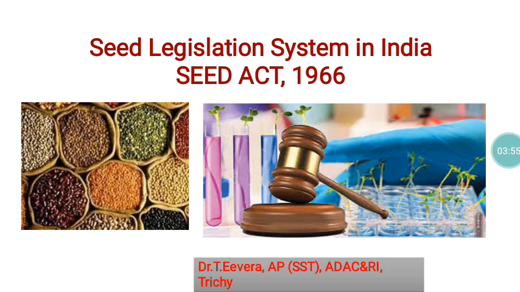Then we have another agency, UPOV. UPOV works for the protection of the intellectual property of an individual, particularly breeders. Intellectual property needs to be protected. By giving some sort of protection, breeders also get some monetary benefit. This creates competition among breeders to develop really superior varieties. From that angle, UPOV is also working.